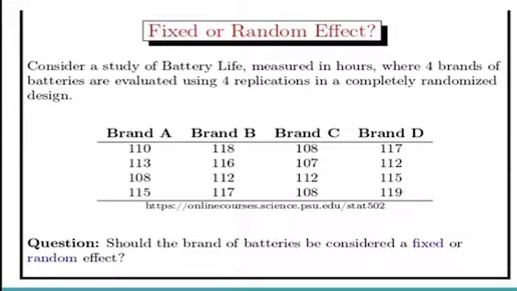Now take a look at it. Consider a study of battery life measured in hours, where 4 brands of batteries are evaluated using 4 replications in a completely randomized design. The question now: should the brand of battery be considered fixed or random? That is up to the investigator. If there are so many brands and the investigator only chooses 4 out of so many brands, then that would be random. But if these are the only brands available in your company, then you go for fixed effect. Any question on that?